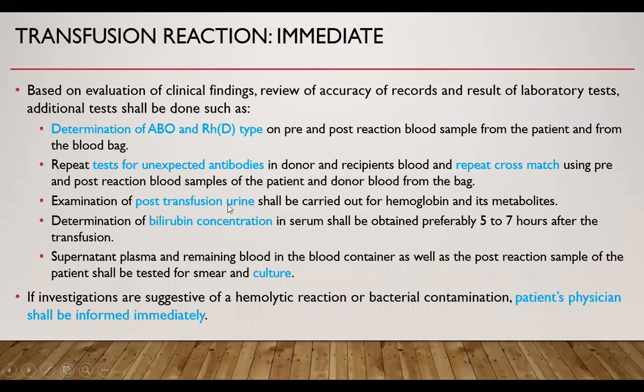Post-transfusion urine should be examined for hemoglobin or its metabolites. Serum bilirubin can be measured after 5 to 7 hours of the reaction, and a sample should be sent for bacterial culture. If investigations are suggestive of a hemolytic reaction or bacterial contamination, the patient's physician shall be informed immediately.